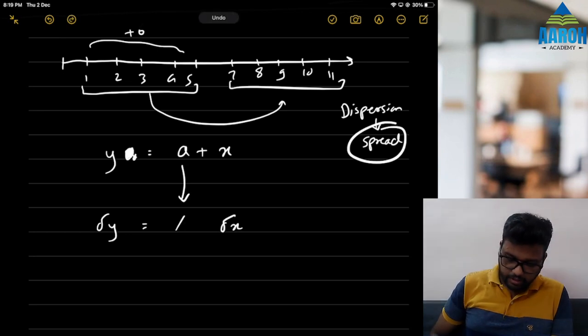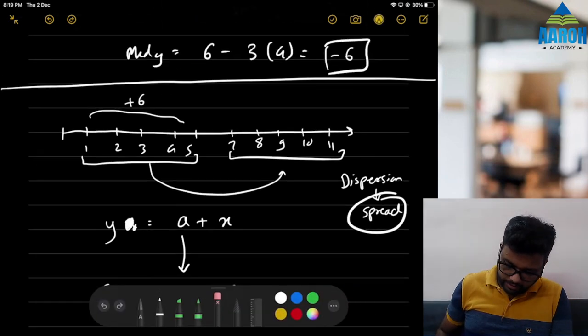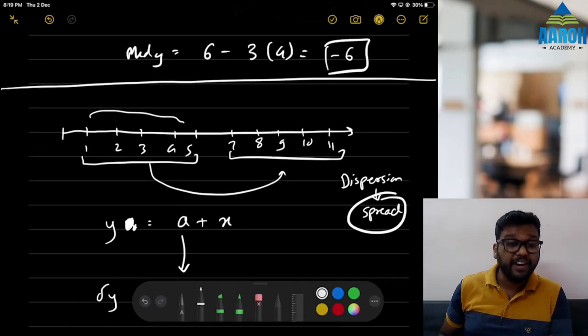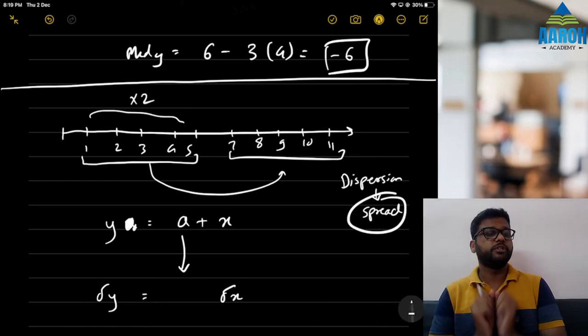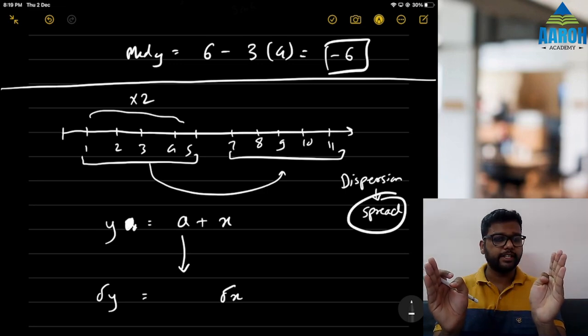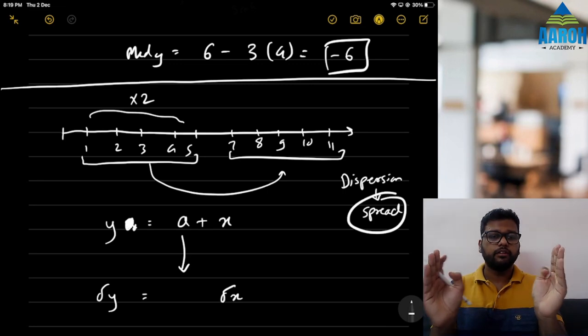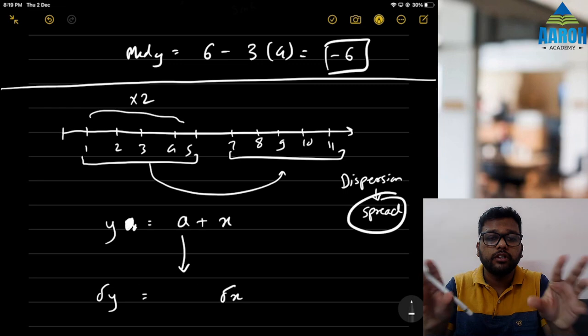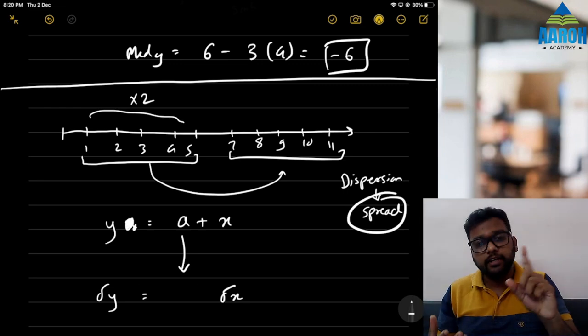But if we do change of scale, that means instead of adding 6, let's say we multiplied everything by 2. Now their shape is going to change. Now it was 1, 2, 3, 4, 5. Now it will be zoomed in: 2, 4, 6, 8, 10. So the dispersion was 1 to 5, now it became 2 to 10. So they are going to be more spread out, so measures of dispersion will also increase, and they increase by exactly 2.